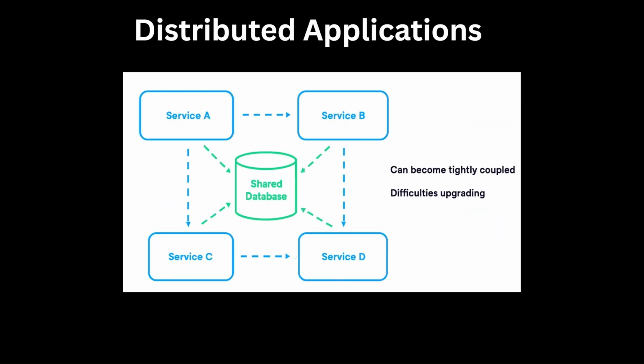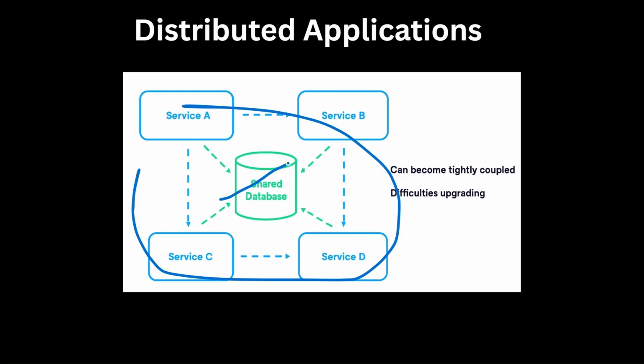To overcome the disadvantages of monolithic architecture, distributed applications or service-oriented architecture came into the picture, where the application is divided into multiple services, but they have a shared database. In this diagram, a typical example of distributed applications is shown. We have four services, service A, B, C, D, each performing different responsibilities, but all of them rely on a single shared database. At first, this looks simple and efficient.